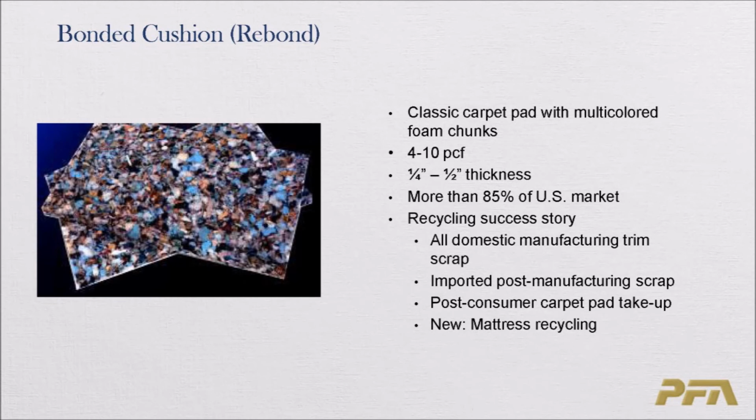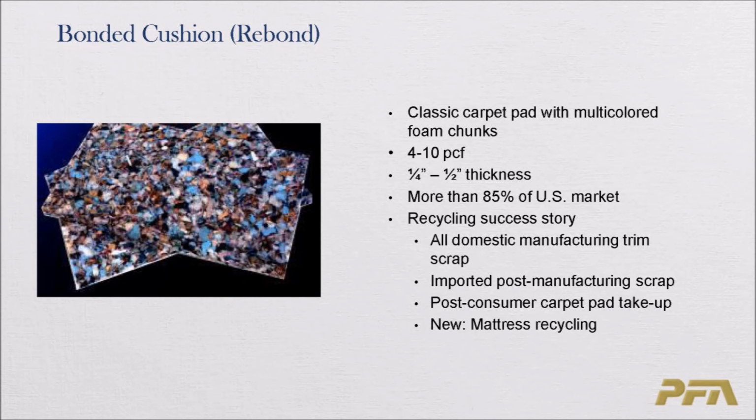There's bonded or rebond cushioning. If you've ever replaced carpet in your home, you've probably seen this multicolored foam that's underneath your carpet. It tends to be higher density and a quarter to a half an inch thick. Rebond is really one of the impressive recycling success stories of the polyurethane world. Scrap coming from manufacturers and post-consumers, it all gets put back, or quite a large bit of it is put back into rebond. In fact, you can actually take rebond and rebond it again, which is very impressive.